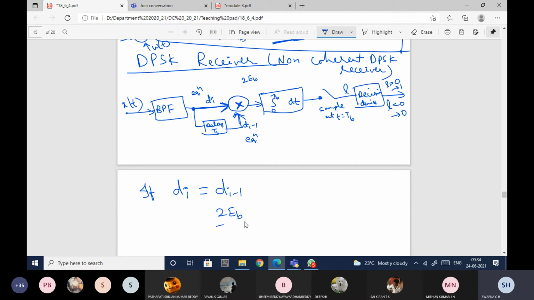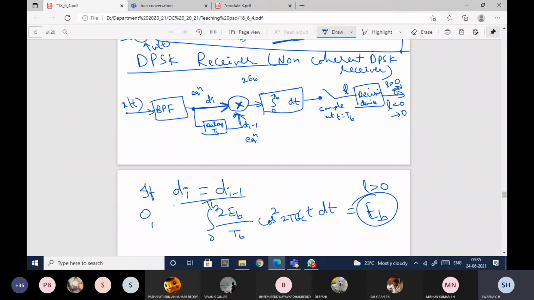Let me write here, 2E_b by T_b cos squared 2 pi f_c t. In either case, d_i can be a 0 or a 1, whatever it might be. If d_i is 0, d_(i-1) is also 0. If d_i is 1, d_(i-1) is also 1. So now you will just integrate it from 0 to T_b dt. Then after that, if you sample it, you'll get E_b as the output. The L value will be E_b. So here in this case L is greater than 0, and in that case it will be taken as 1. If d_i and d_(i-1) are the same, the output will be in favor of 1.